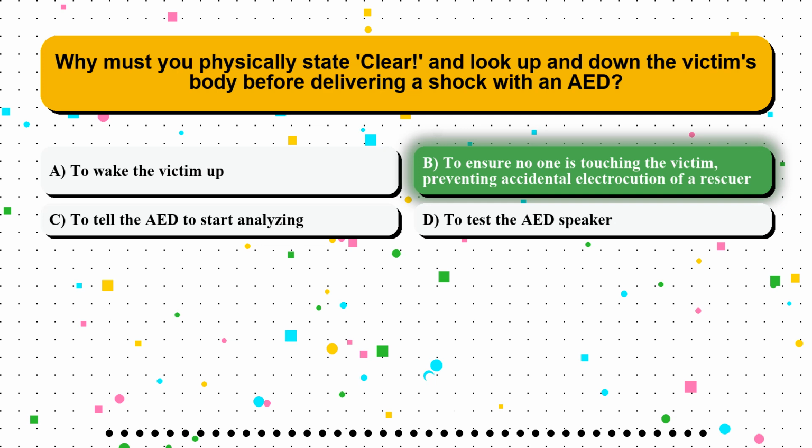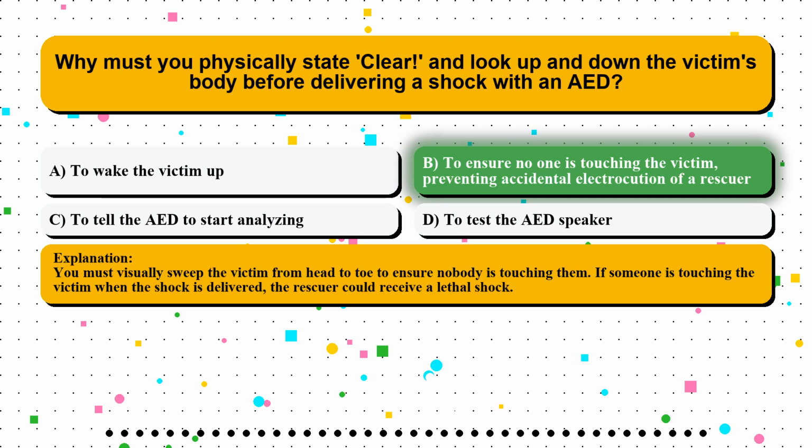The correct answer is option B. To ensure no one is touching the victim, preventing accidental electrocution of a rescuer. You must visually sweep the victim from head to toe to ensure nobody is touching them. If someone is touching the victim when the shock is delivered, the rescuer could receive a lethal shock.